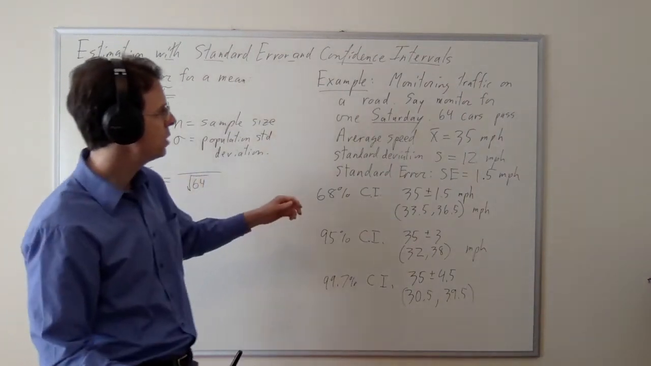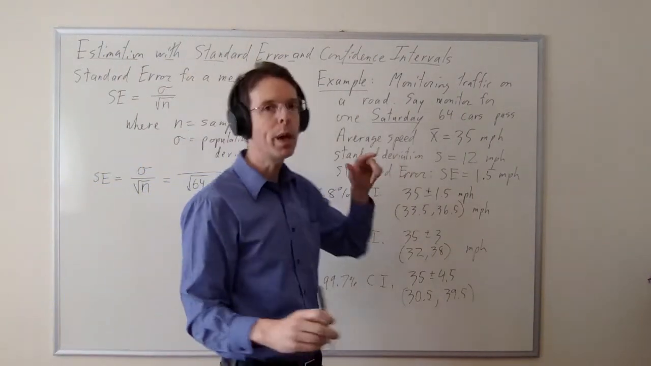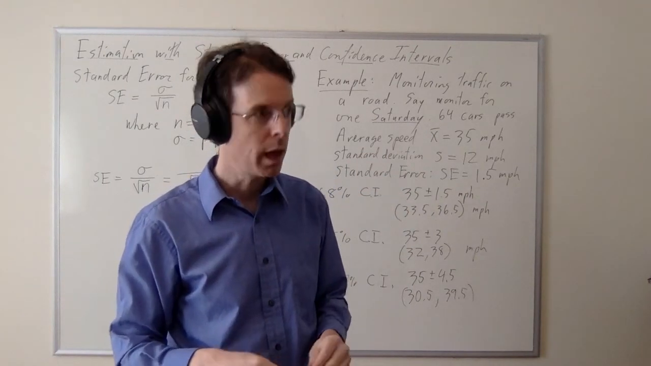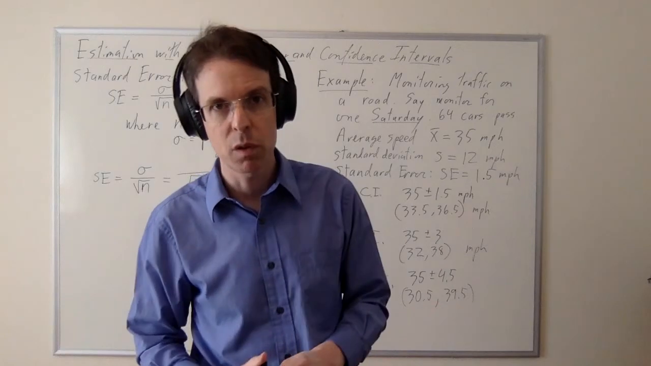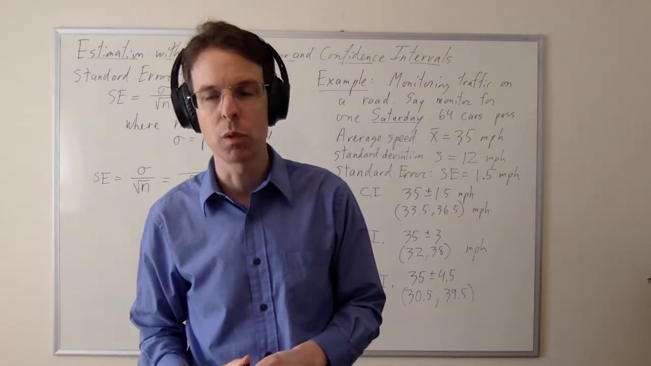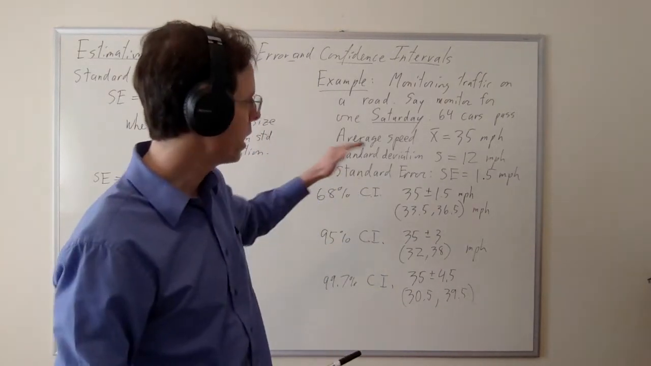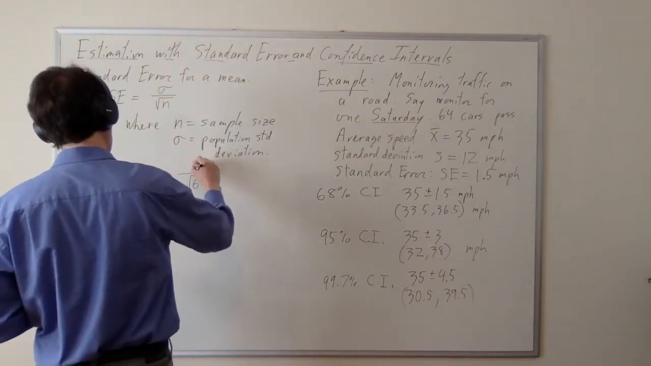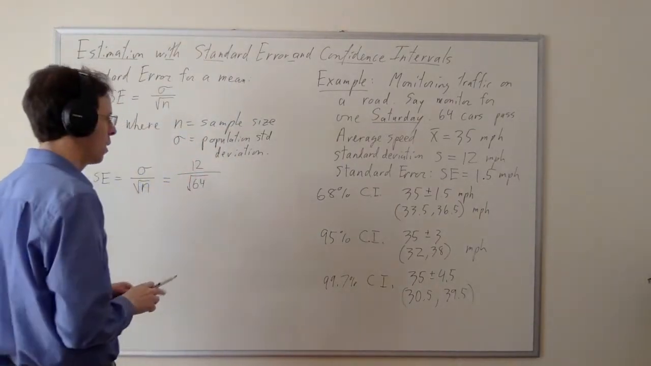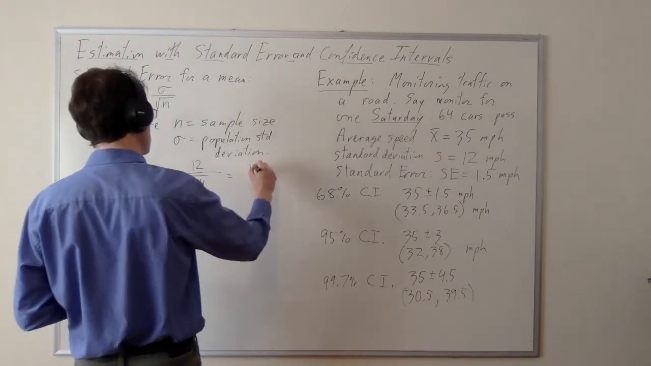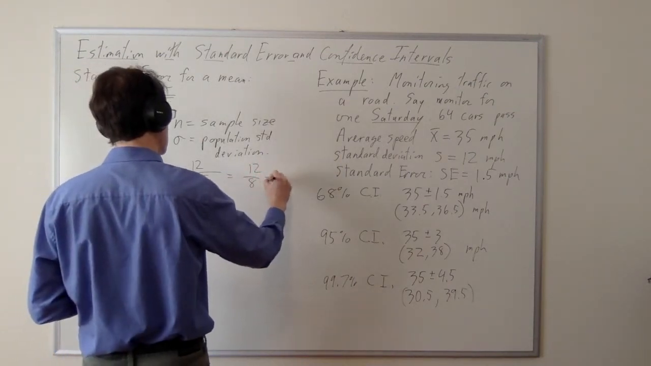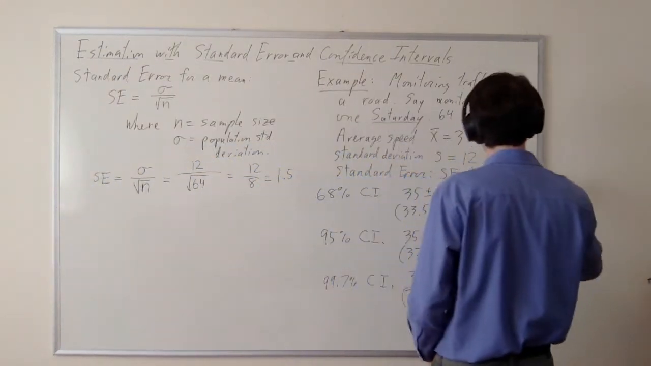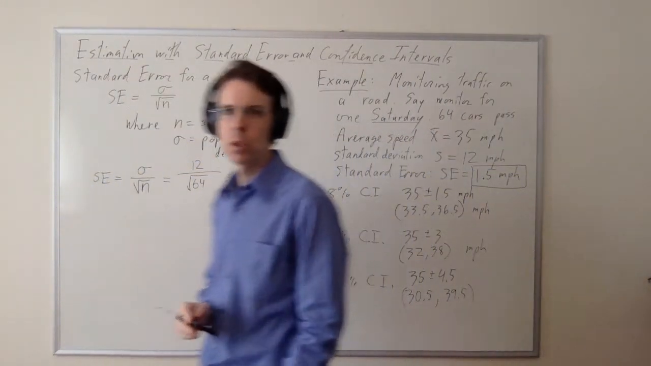What's the standard deviation? The standard deviation we can measure from the data. Once you get the data set, then you can measure the standard deviation from the data set using whatever tools you need. So the standard deviation can be measured from the data, and that's 12 in this example. So we get 12 over the square root of 64, which is 12 over 8, which is 1.5, and that's how I got the standard error to be 1.5 in the original example.